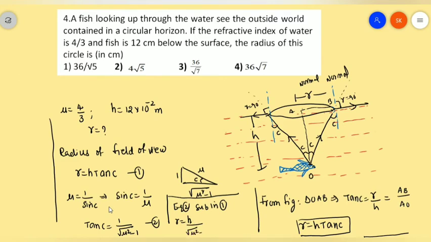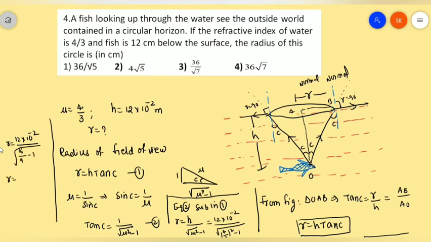Now substitute all values. H is 12 into 10 to the power of minus 2 meters by under root nu square minus 1. What is the value of nu? 4 by 3. 4 by 3 whole square minus 1. You substitute and simplify it. 12 into 10 to the power of minus 2 by under root nu square, nu is 4 by 3, so 16 by 9 minus 1 under root you will get.